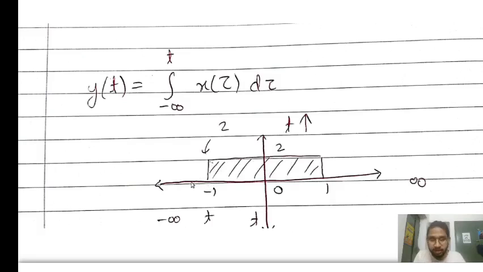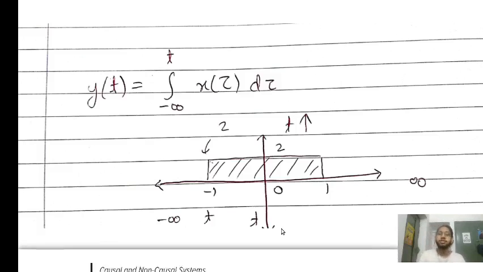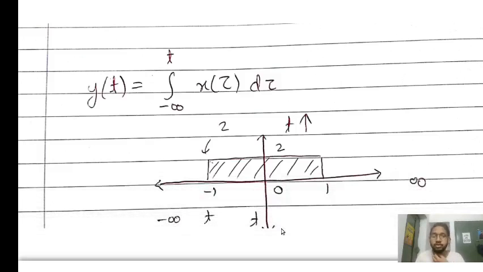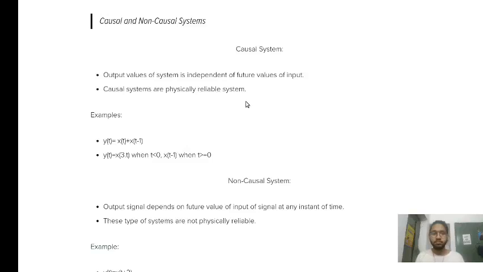Okay. At minus 1, if we take minus infinity to t, the area will be this. If we take t equals 0, the area will be this. If we take t equals 1, the area will be this. So obviously it depends on the area. The definite integral is the area of the curve, right? And the area depends on the past value of t. So of course, if it depends on the past value of t, it needs a storage device and it's a dynamic system. So our next topic is causal and non-causal system.